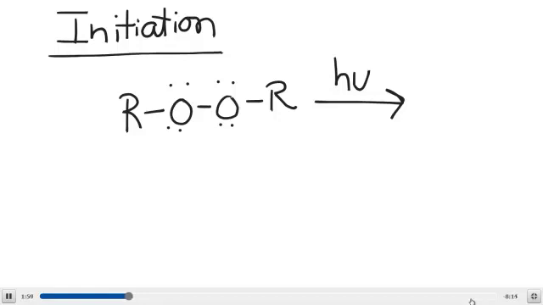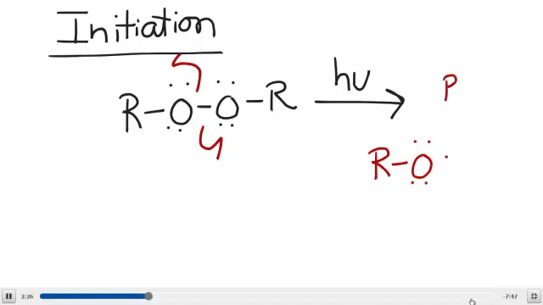Because it's completely covalent, the electrons in this oxygen bond are shared completely equally. And so if the bond is broken, each atom gets one electron. And to show that, we use single-headed arrows so that we know that one electron is moving, not two. And so as a result of this first step, you get an RO radical, and you would get two of them.